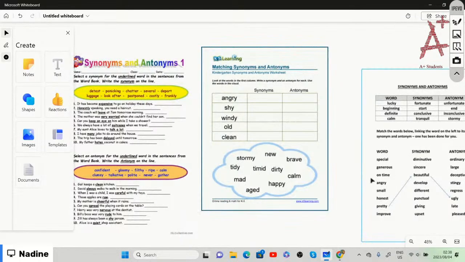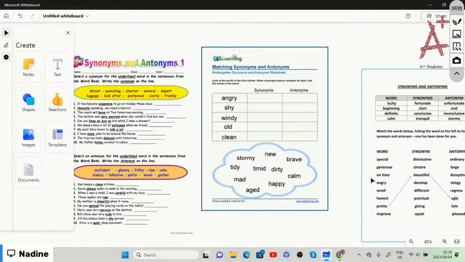What we need to do now is match the synonyms as well as the antonyms. We are going to look at the word that is given to us on the left, and then in the little cloud or box, we are going to choose both a synonym and an antonym. Is it the box or the cloud? The cloud, right?